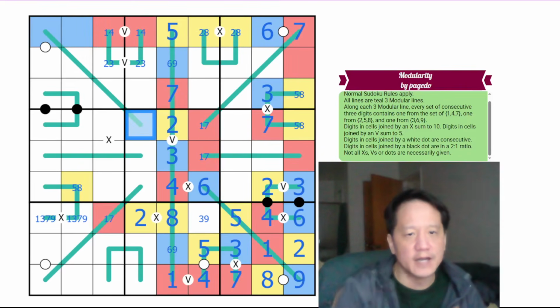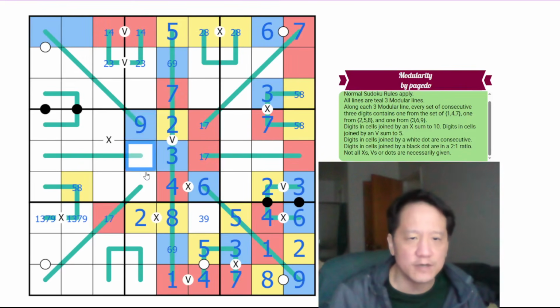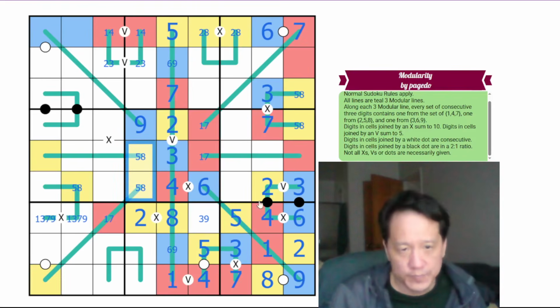And it's 9 as the remaining digits, and therefore the remaining digits in the central box must be in the yellow set. So that means this is yellow because, again, every third digit away from a set is the same set. So this is yellow, this is yellow. These have to be a 5-8 pair.